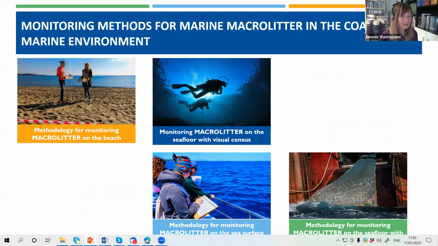So what we will be addressing here today with my presentation, we will be talking about the methodology for monitoring macrolitter on beaches, for monitoring macrolitter on the seafloor with visual census, monitoring macrolitter floating on the sea surface, again with visual census, and monitoring macrolitter by using bottom trawl surveys.